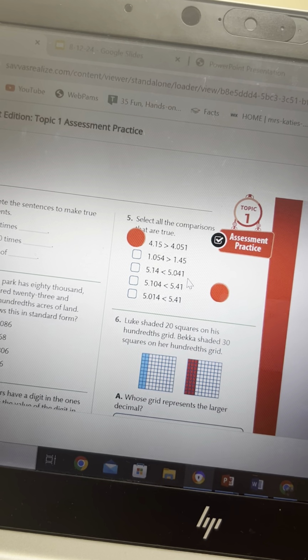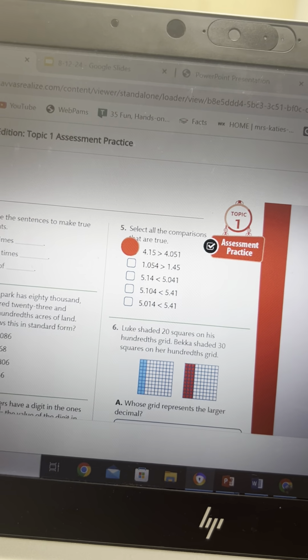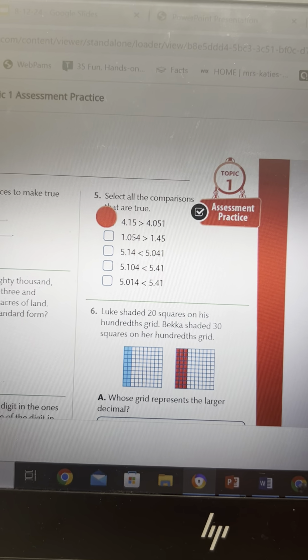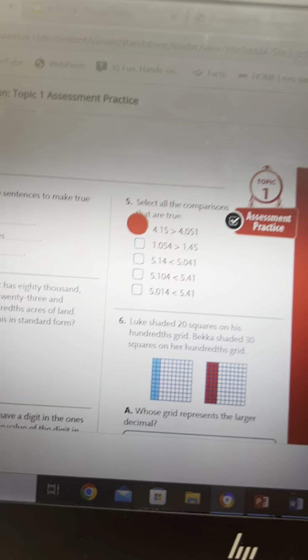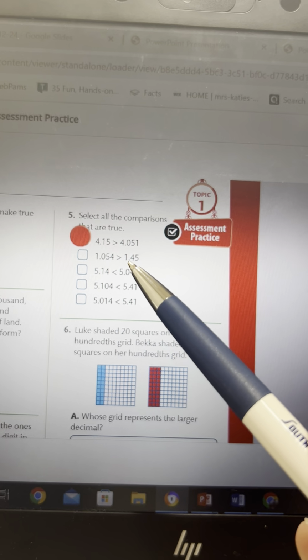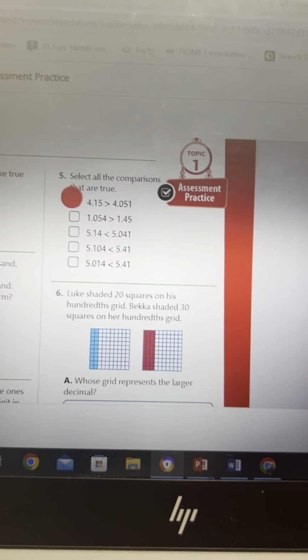That's a true comparison. So I'm going to go up here and put a little stamp on it. Okay, so see my stamp? He's stamping everywhere, so let me take those off. Okay, the second one says 1.054 is bigger than 4.5. I can see the 0 in the tenths place and the 4 in the tenths place. This one is supposed to be bigger, so that one's not true.